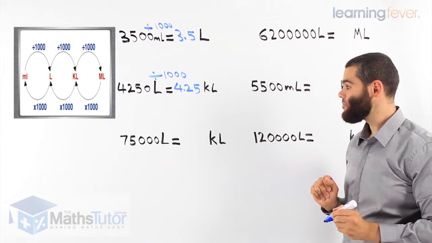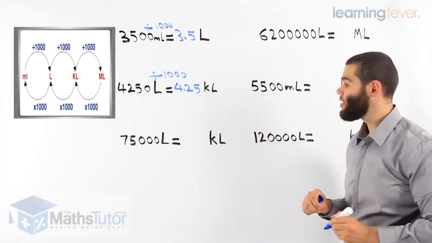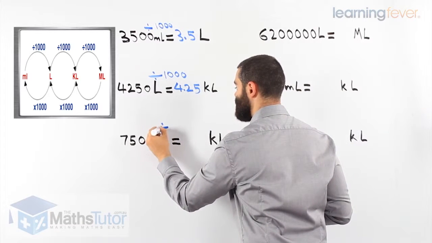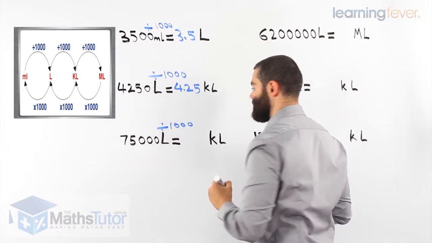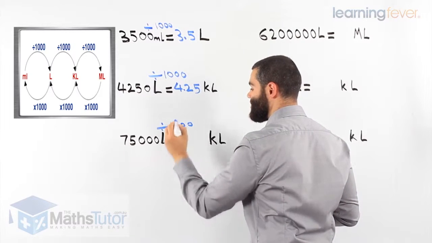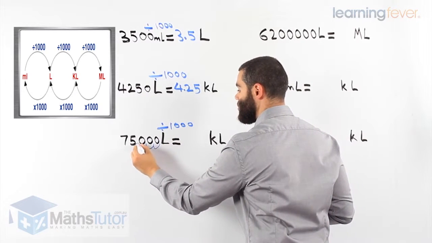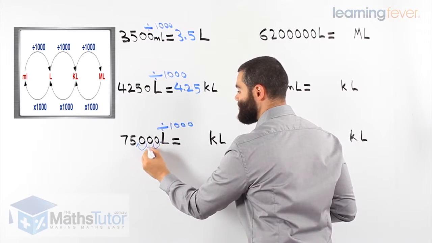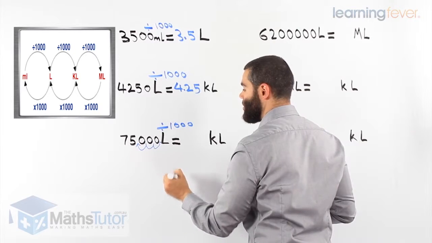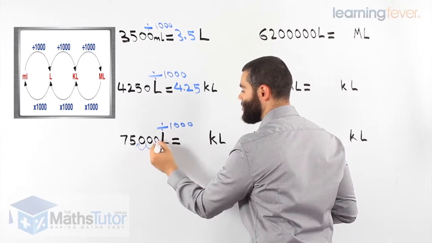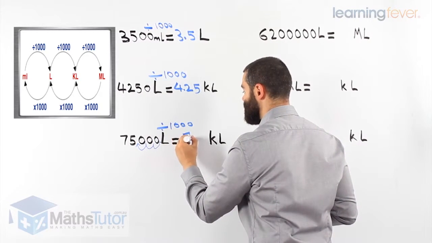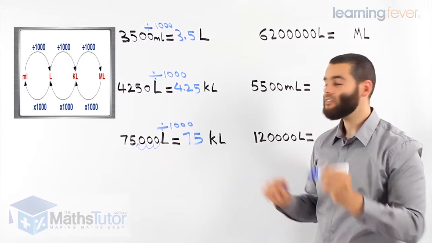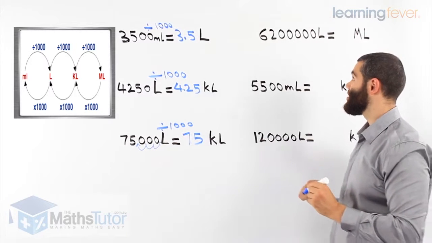75,000 liters to kiloliters. From liters to kiloliters, once again, we're dividing by 1,000. So divide by 1,000. 1, 2, 3. Our point is normally here because it's a whole number. We go back and divide 3 times because we're dividing by 1,000. 3 zeros means we go back 3 times. 75 kiloliters. So 75,000 liters, 75 kiloliters.